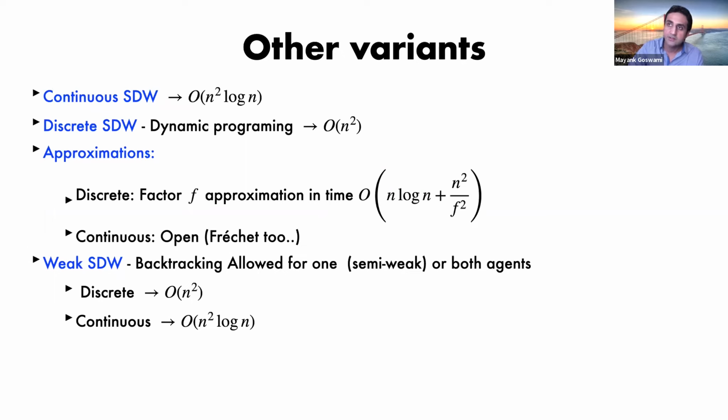And then we can also solve the weak versions. In the weak version, the agents are allowed to backtrack. Either one or both agents are allowed to backtrack. And both of these versions can be solved.